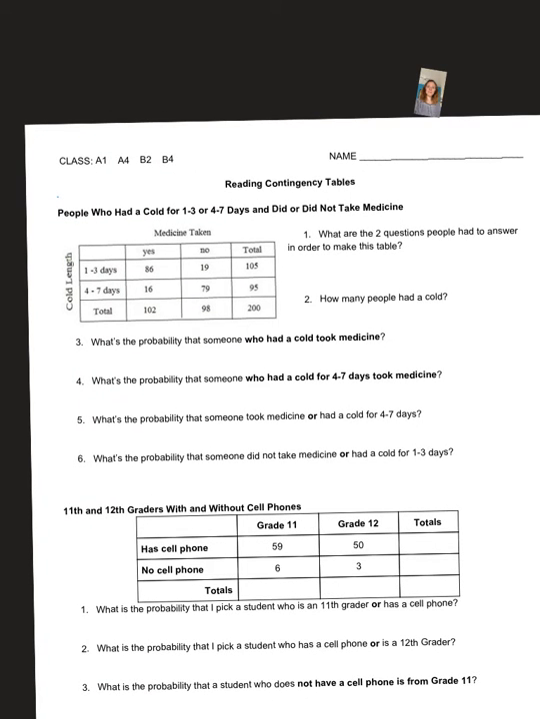The very first question just asks us, what are the two questions people had to answer in order to make this table? Like I said, all contingency tables have to have at least two variables. And our variables here are medicine taken and cold length. So they most likely asked people, how long was your cold? And they could either answer 1 to 3 days or 4 to 7 days. And then they would ask them, did you take medicine? And they can answer yes or no.